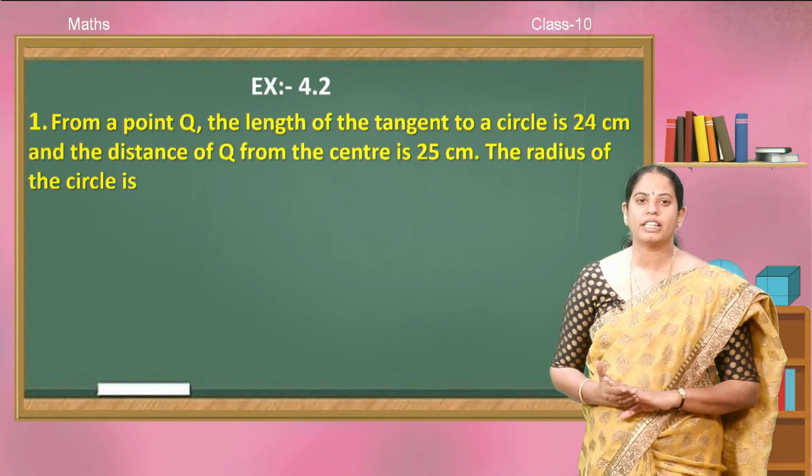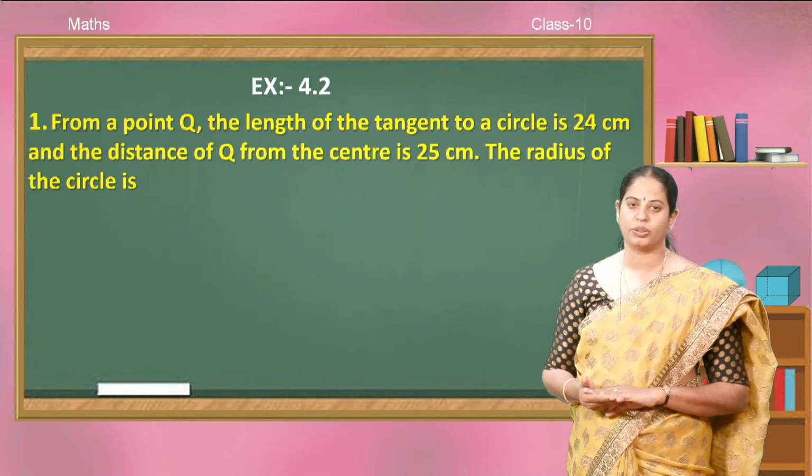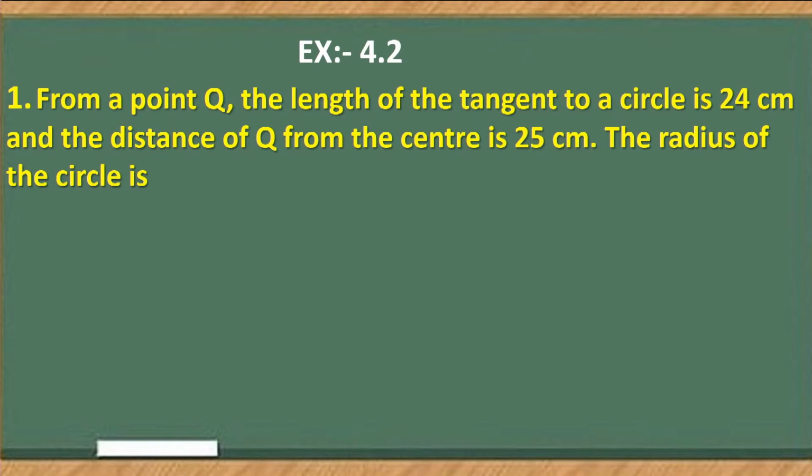Now, let us solve some problems in exercise 4.2. The first question is like this. From a point Q, the length of the tangent to a circle is 24 centimeter and the distance of Q from the center is 25 centimeter. The radius of the circle is.